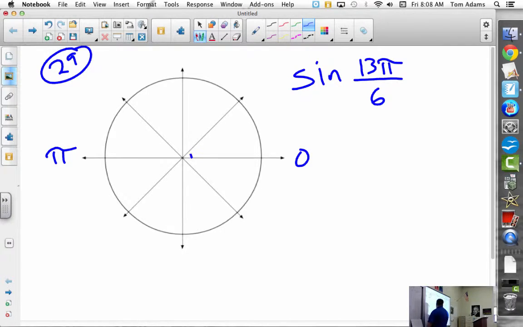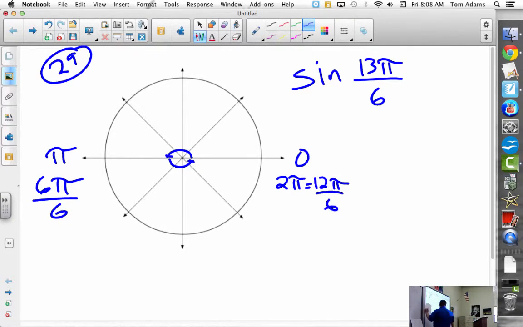So if I start right here and I swoop around once, how many pi's is that? How do I get pi? Pi is the same as like 6 pi over 6, isn't it? Same thing, right? So 1/2 a rotation is 6 pi, and I gotta go 13 times. So now I go another one, so that would be 2 pi, which is kind of the same as 12 pi over 6, right? So now what do I have to do to complete that? Go one more pi over 6, right? So I'm going to come around pi over 6.